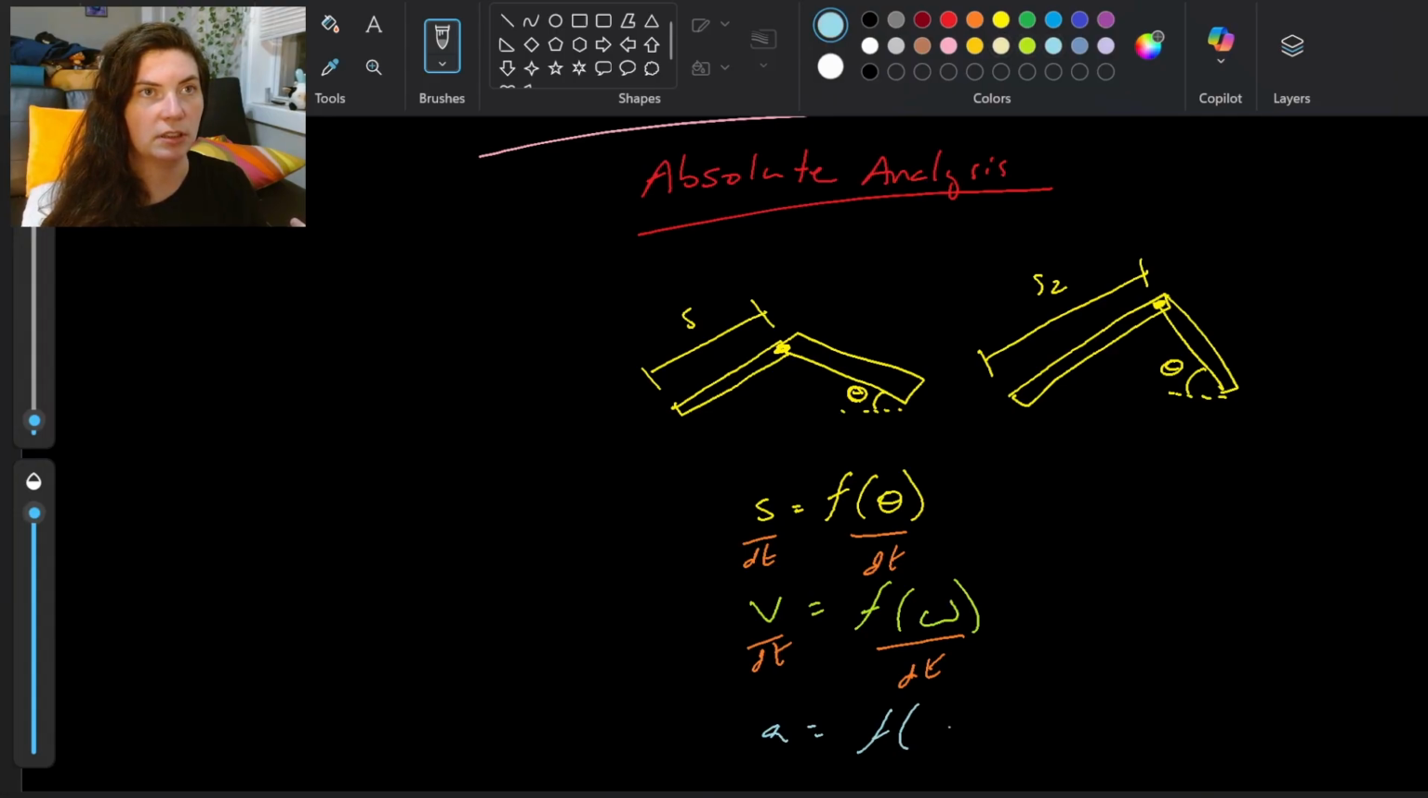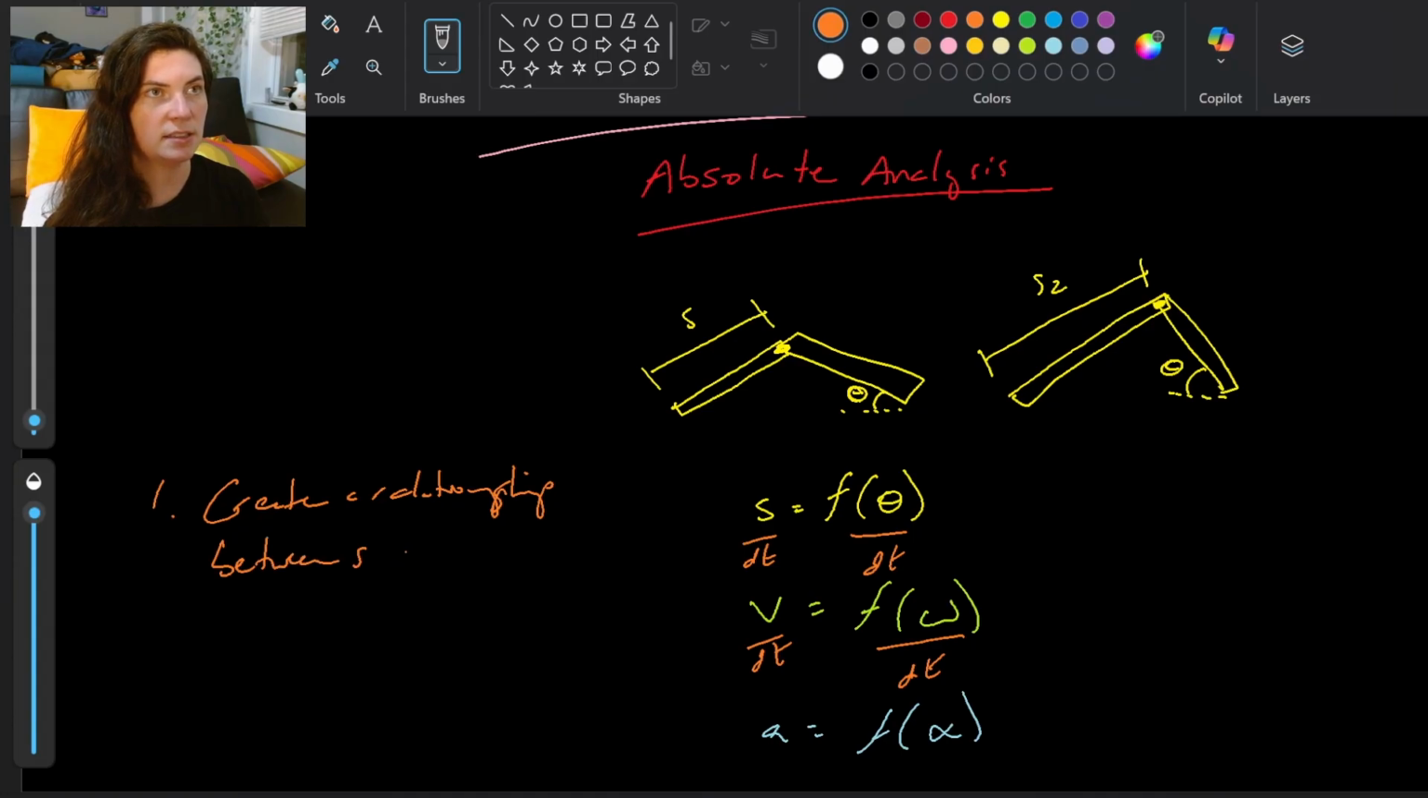Some function of alpha. So essentially what we're going to be doing in these problems is creating a relationship between S and theta. And typically that S value is changing and that theta value is changing for these members that are pinned together.